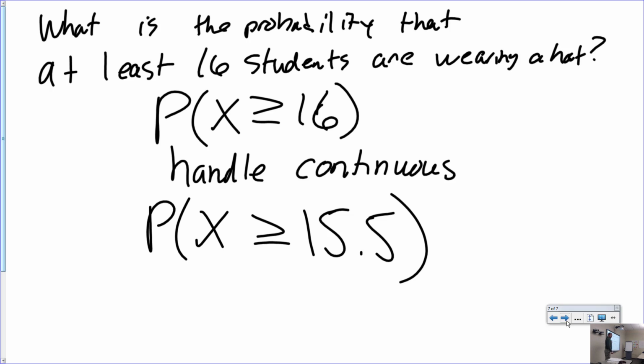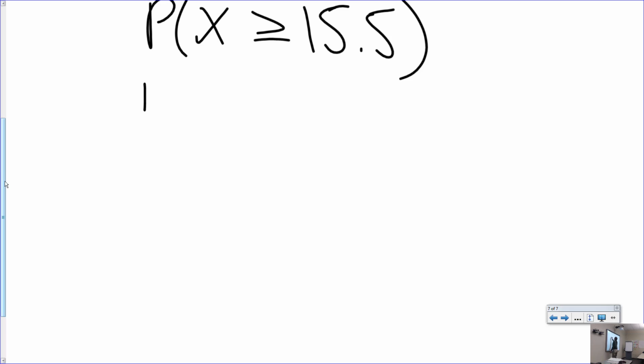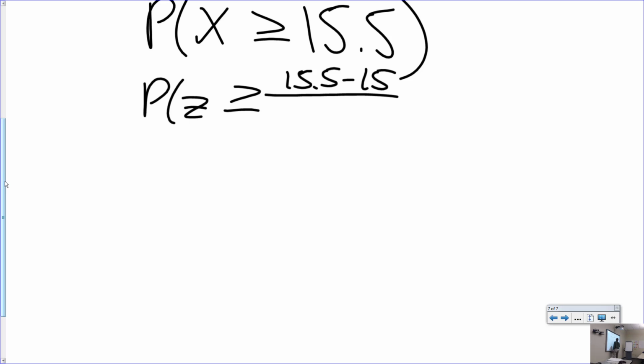So, how would I do this using my approximation? Now you guys know it. What are you going to do? Z is greater than or equal to... What am I going to do to get my Z value? 15.5 minus, I don't know what our mean was, 15. Standard deviation did not change. 3.67.